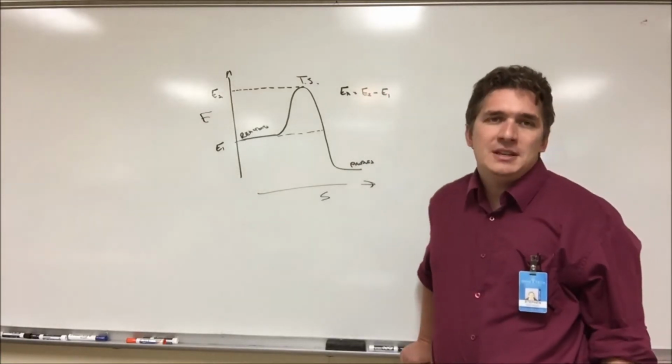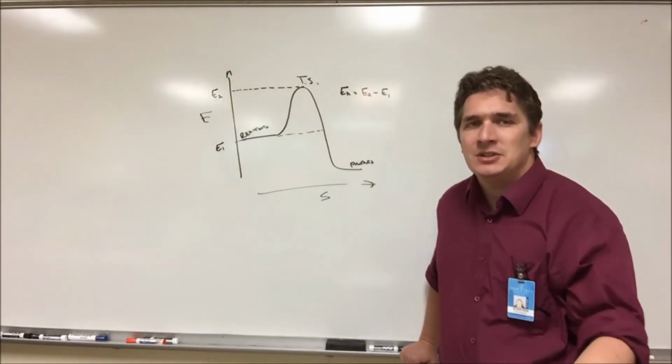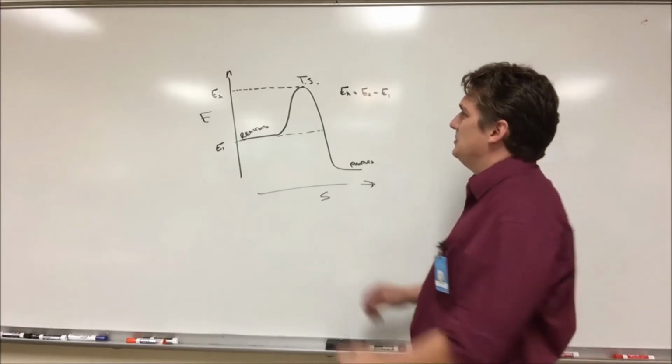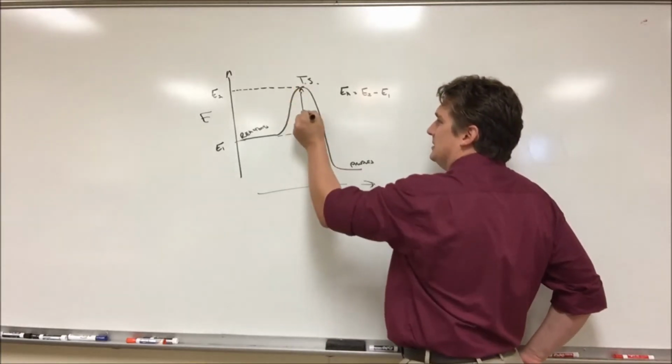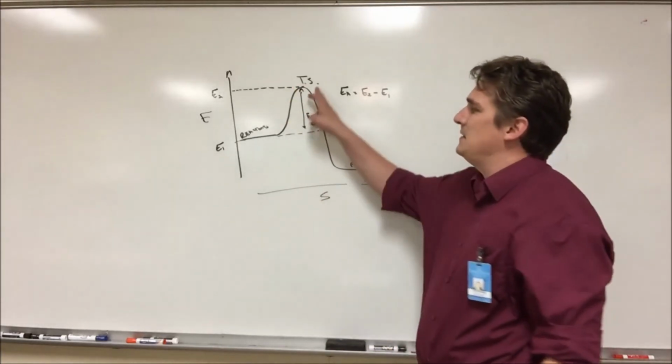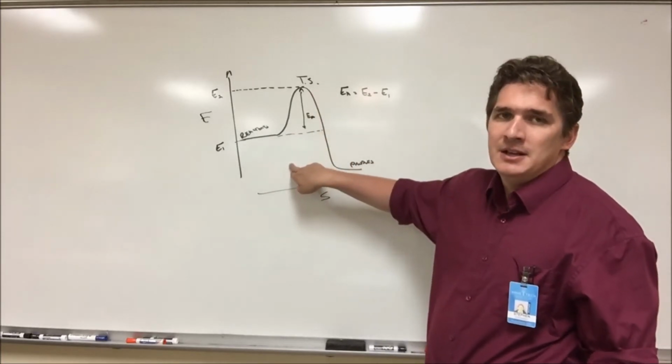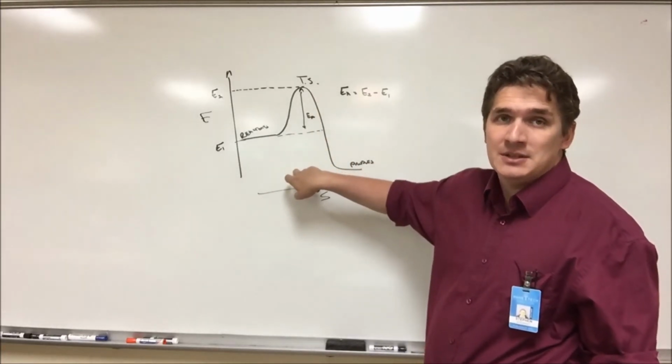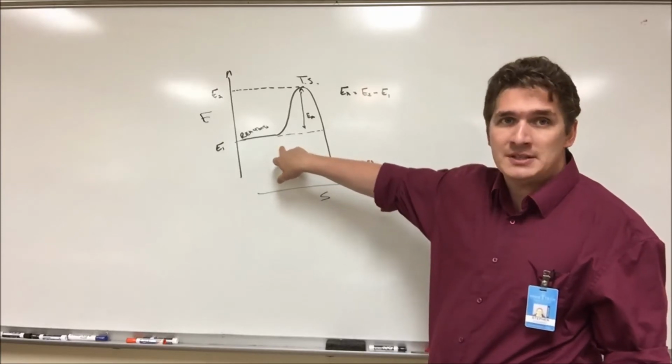And this should always give you a positive number. It always takes energy to go up to the transition state. So our EA is simply the difference in the height of the energy of the transition state and the energy of the reactants. Now the reason I tell you this is that reactants aren't always set to 0.